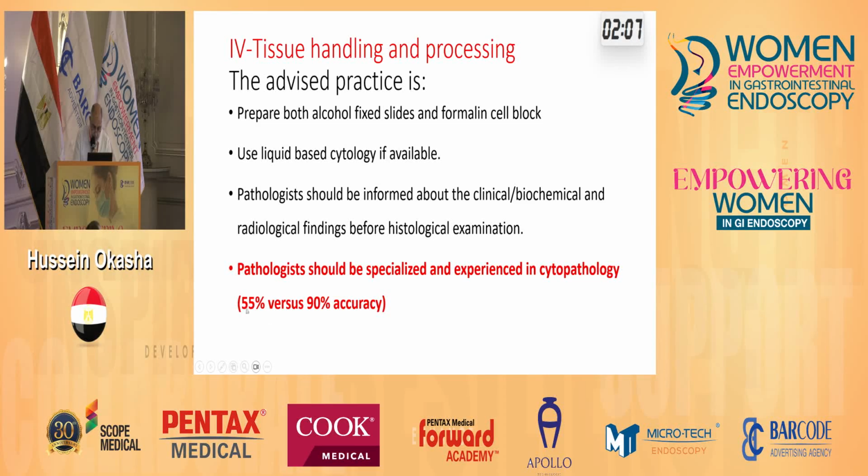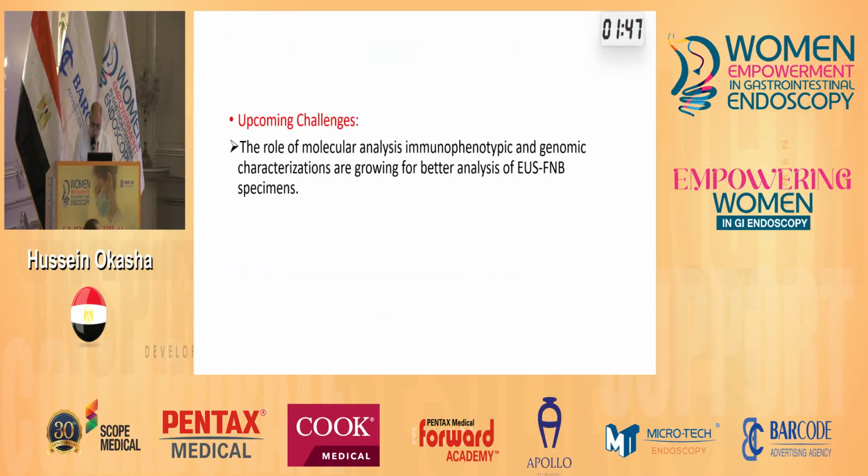This is a big difference between the usual pathologist, where the accuracy is 55%, and a specialized cytopathologist, where the accuracy is more than 90%. And I think that a good specimen is due to the proficiency of the cytopathologist rather than the proficiency of the endosonographer. Upcoming channel: the role of molecular analysis, immunophenotyping and genomic characteristics is growing for better analysis of EUS FNB specimens.